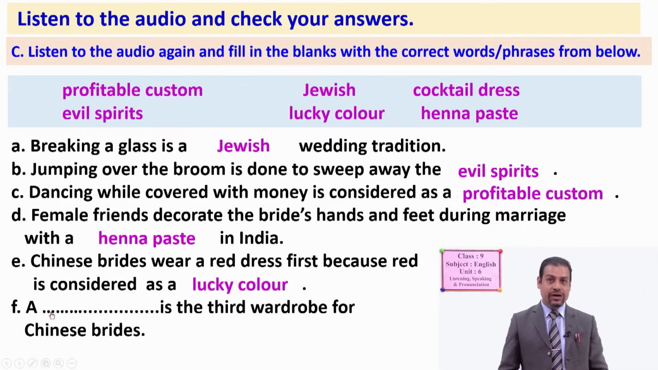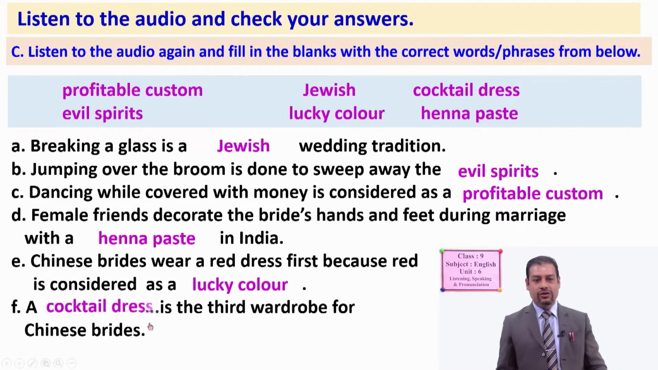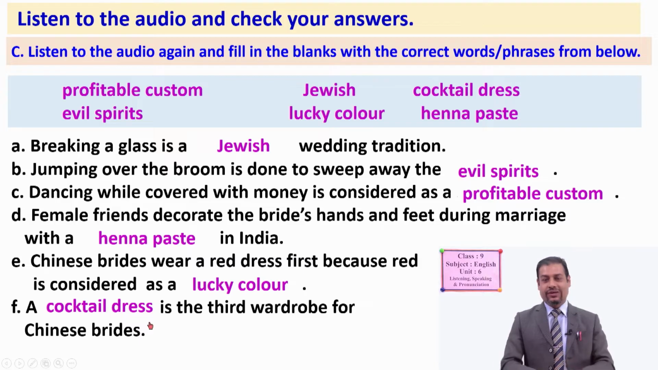Now the last one we have, F, a blank space is the third wardrobe for Chinese brides. And what's the correct word or phrase here? Yes, undoubtedly it is cocktail dress. So if all right answers, very good.